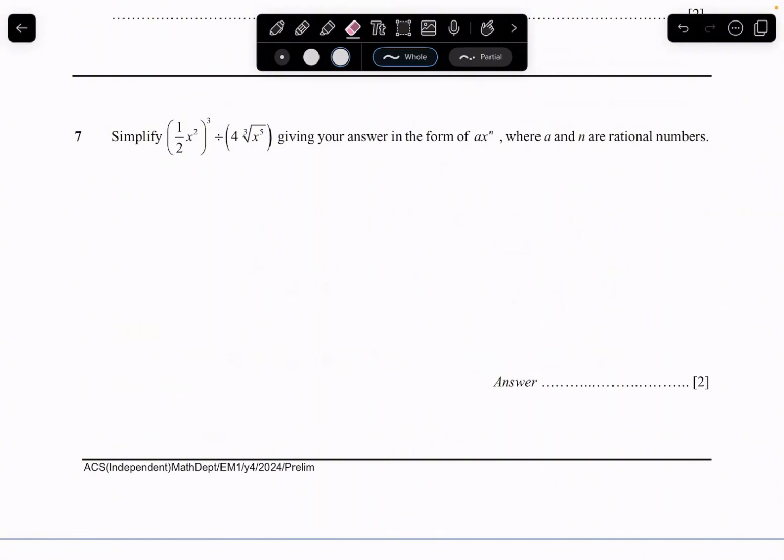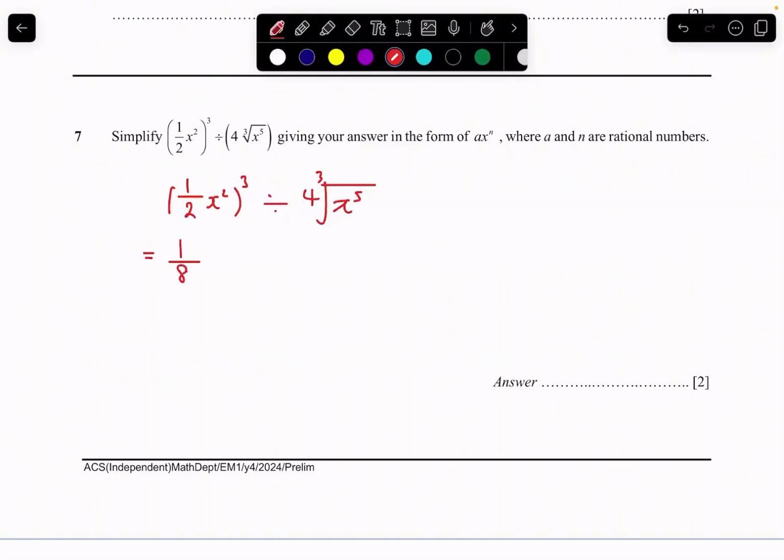Okay, so the cube belongs to the bracket, so everything inside the bracket has to be cubed, right? So the half cubed, you can key into the calculator. Half cubed will be 1 over 8. X squared, however, being cubed, the 3 goes into the 2, 2 times 3, so x to the power of 6 divided by 4.